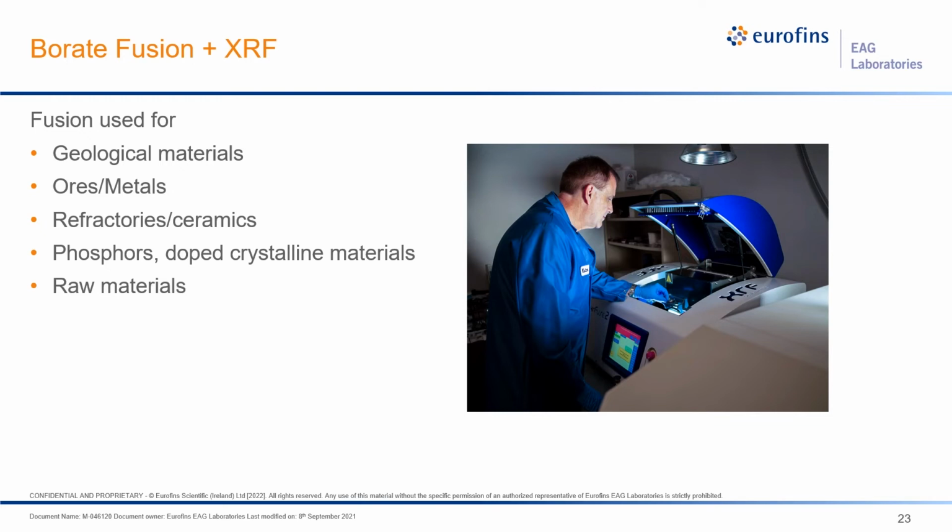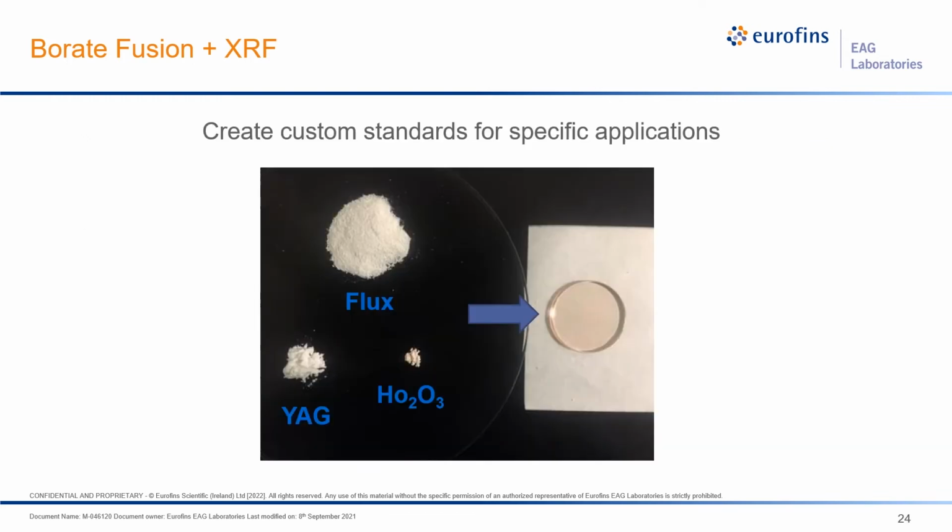Another benefit we get from fusion is the ability to create our own standards from pure materials for specific applications. As this picture shows, we start with our flux and accurately weighed portions of our analytes, our pure element analytes, or pure material analytes, and fuse them into a glass disc that is an ideal sampling medium for XRF. In this particular case, we are creating a holmium-doped yttrium aluminum garnet standard. We simply vary the amounts of the material you want to analyze to create a set of calibration standards.